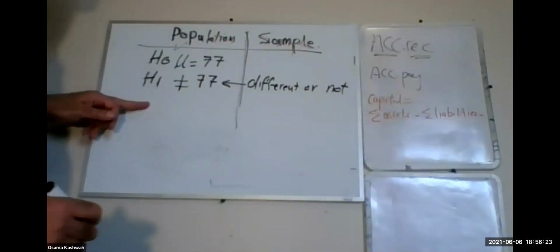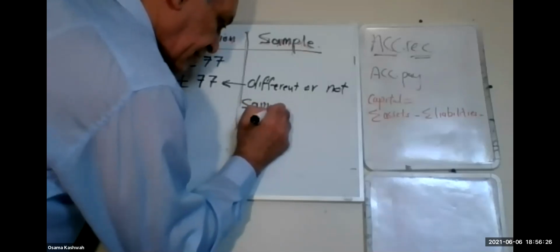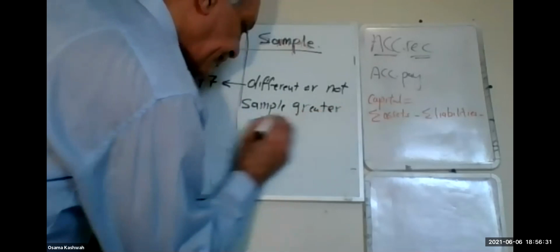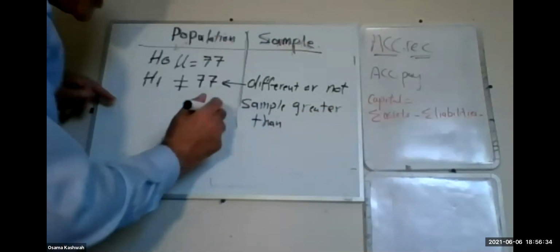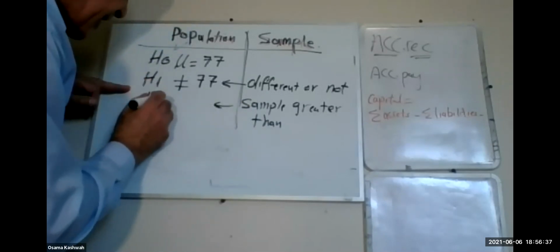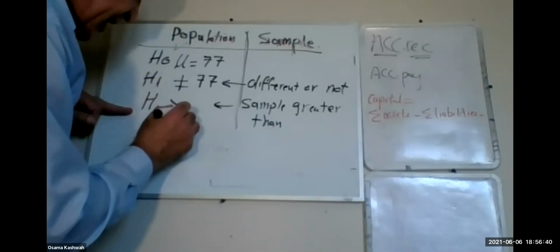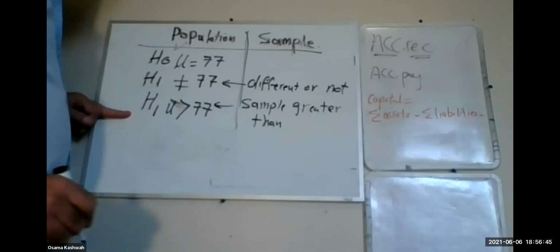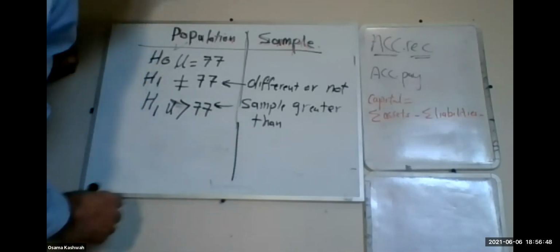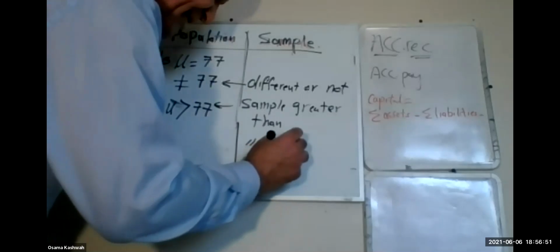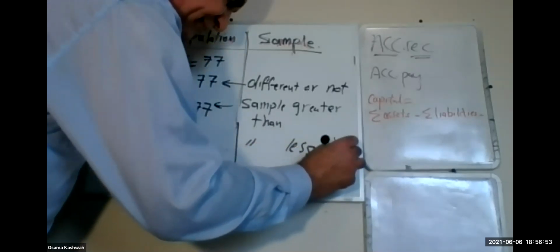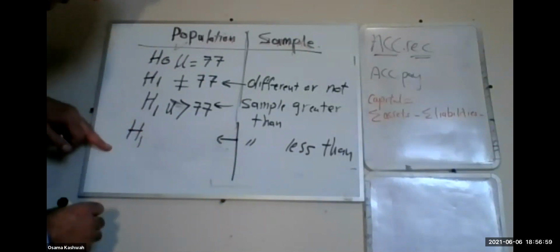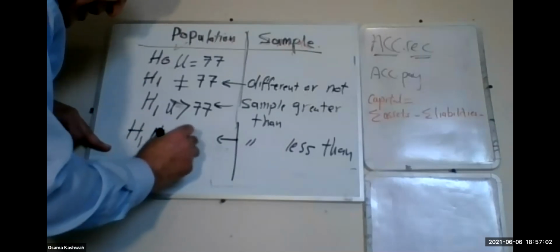But if he said the sample is greater than, then hypothesis one will be like this: mu is greater than 77. Or if he said that the sample is less than, then H1 will be formulated like this: mu is less than 77.